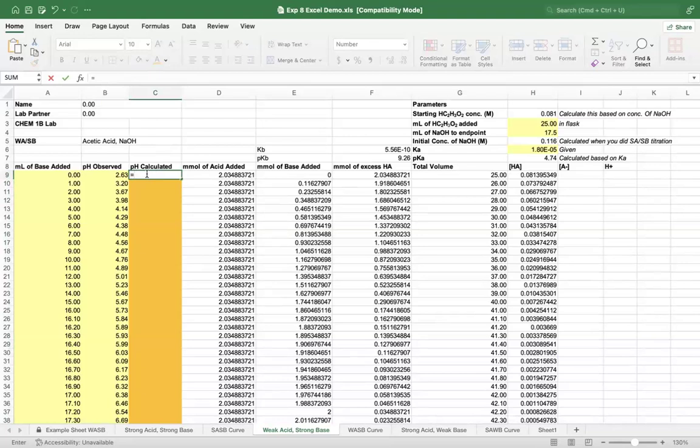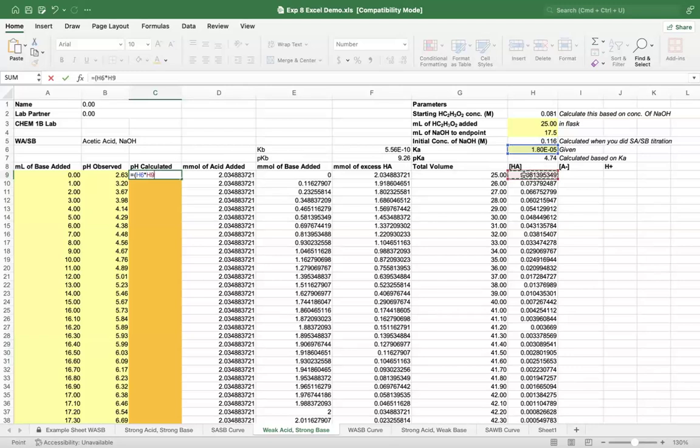So we need to get x by itself. Well, we can move HA over to the other side of that equation by multiplying it by Ka. So let's start there. So equals, I'm going to put a parenthesis. I'm going to put my Ka in. I'm going to have that multiplied by my HA. Okay.